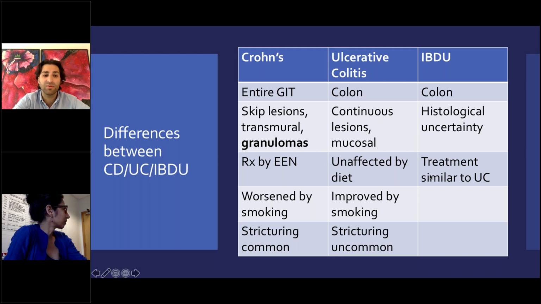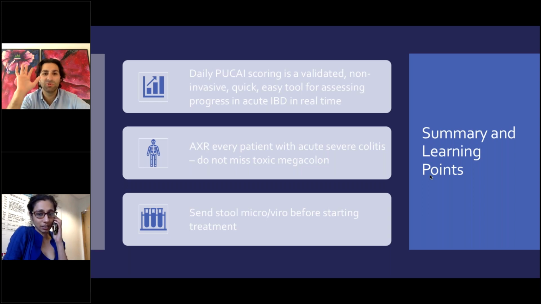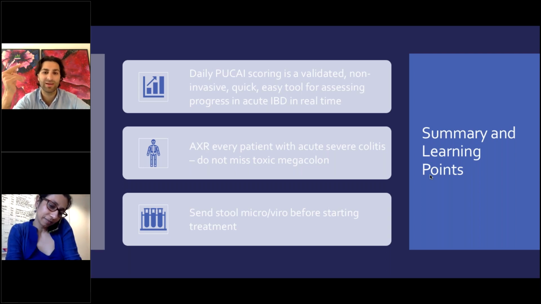So our learning points from that case are: do a PUCAI. You don't even have to remember the score, you can Google it, but do a PUCAI because it's validated, it's non-invasive, it's easy, it's quick, it's only 6 questions, and it's part of the history that we're going to be asking anyway. And when you're calling the gastro registrar, call them with that PUCAI because it's a really good tool for assessing children in real time.